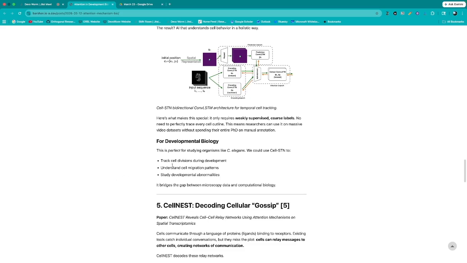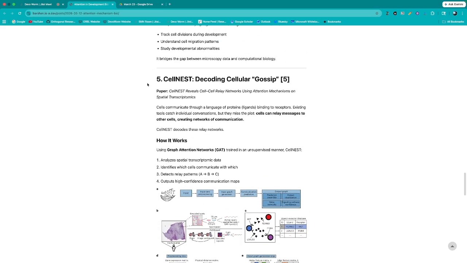And for developmental biology, we could use cell STM to track cell divisions, understand cell migration patterns, study developmental abnormalities, and other things as well. The number 5 is where we have CellNest, decoding cellular gossip. So this is where we're looking at cell-cell relay networks, which are signaling-centric models. And so this is where maybe we can replace message passing or some other technique that's not necessarily biologically specific with something more biologically specific.